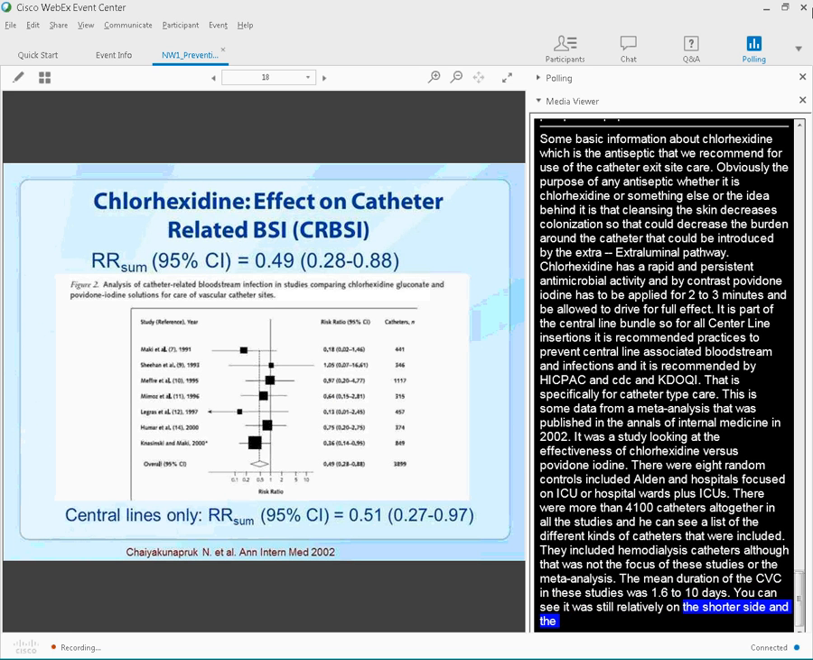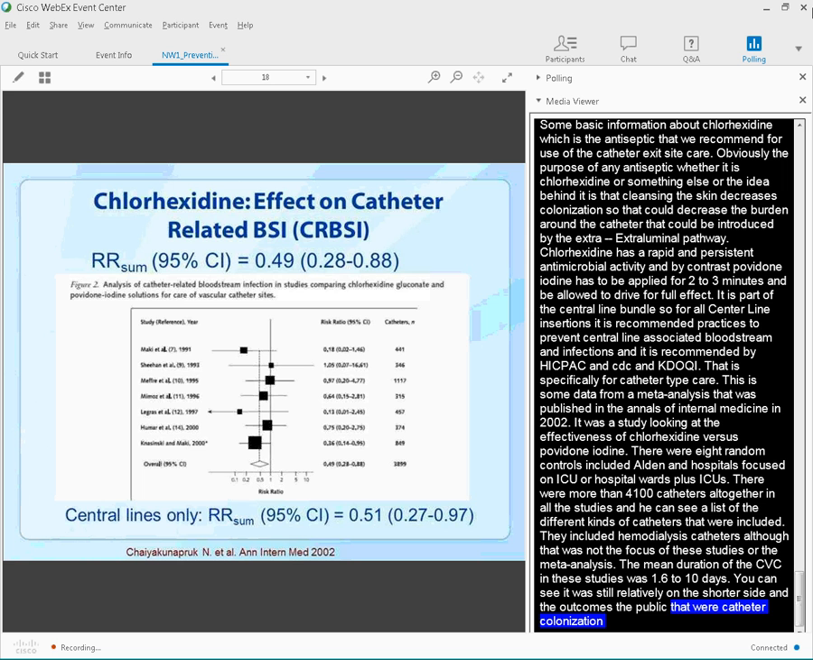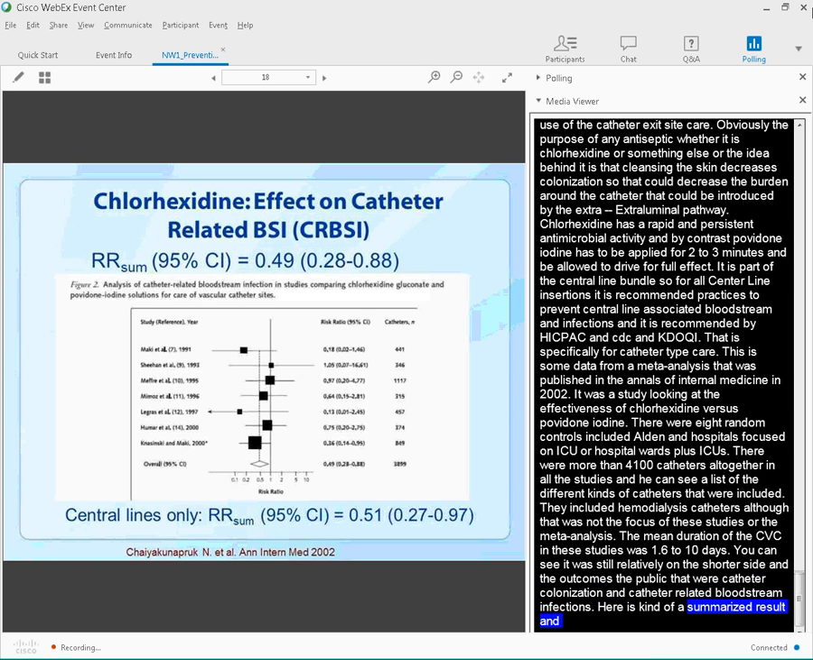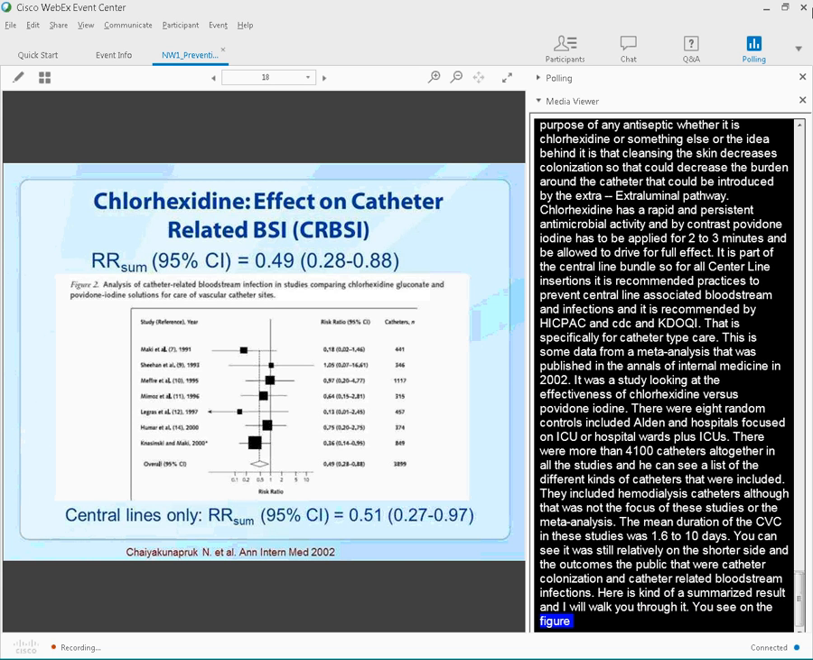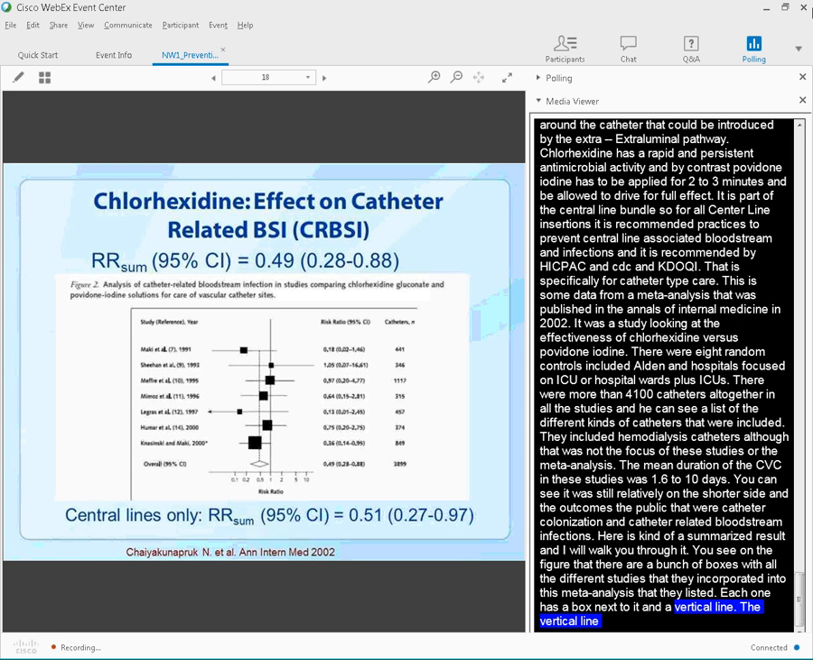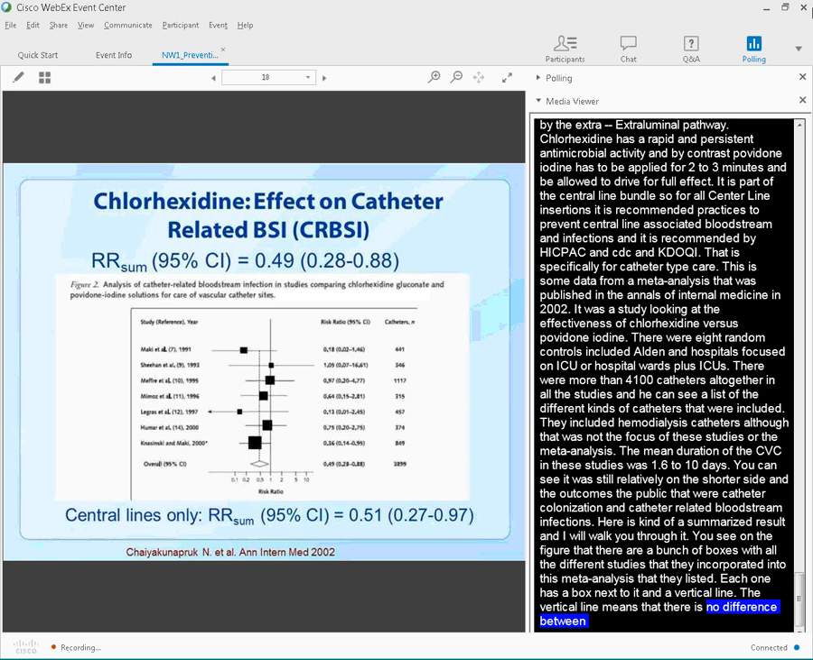So here's kind of the summarized results, and I'll walk you through this. You see on that figure that there are a bunch of boxes. So you see all the different studies that they incorporated into this meta-analysis are listed. Each one of them has a box next to it. And there's a vertical line. The vertical line essentially means that there's no difference between chlorhexidine and povidone-iodine in terms of its ability to prevent catheter-related bloodstream infection.